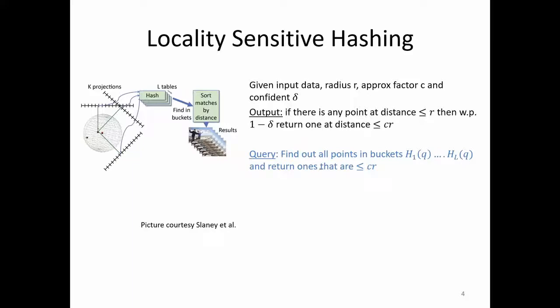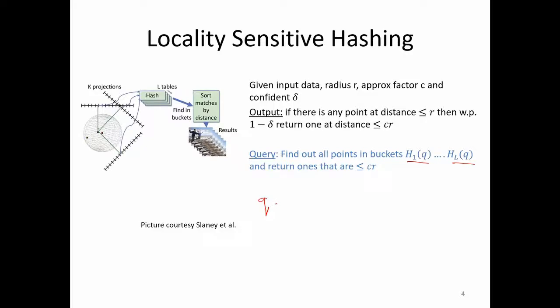You get a query queue. Okay, so suppose you have a query queue. So you find out all the points. You first hash this query queue using these L hash tables, and then you figure out the hash buckets for this particular query queue.